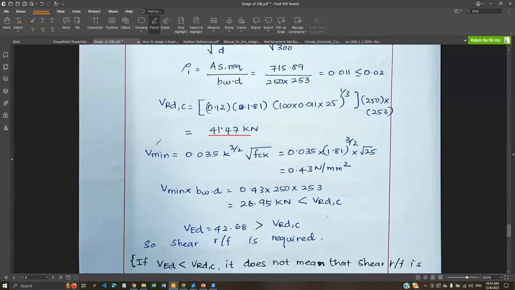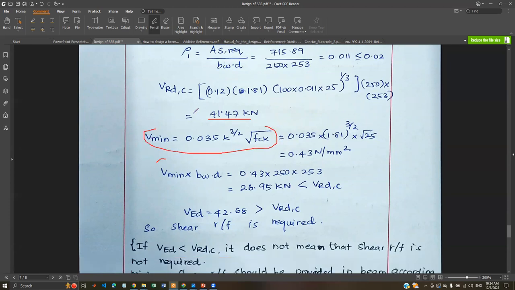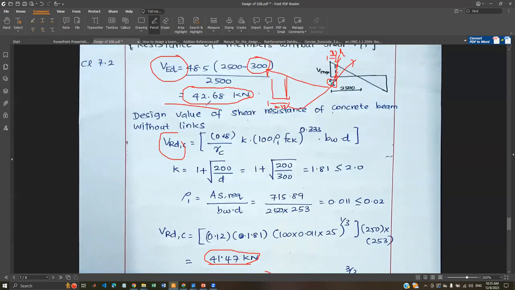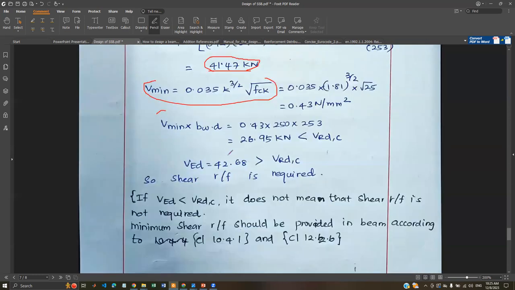So this V minimum calculation, you already know that. Since my VRd, or the resistance, is 41.47, but my VEd is 42.68, which means that my VEd is higher than the resistance value. So from here, I can understand that shear reinforcement is required for this condition. So I need to provide the shear reinforcement.